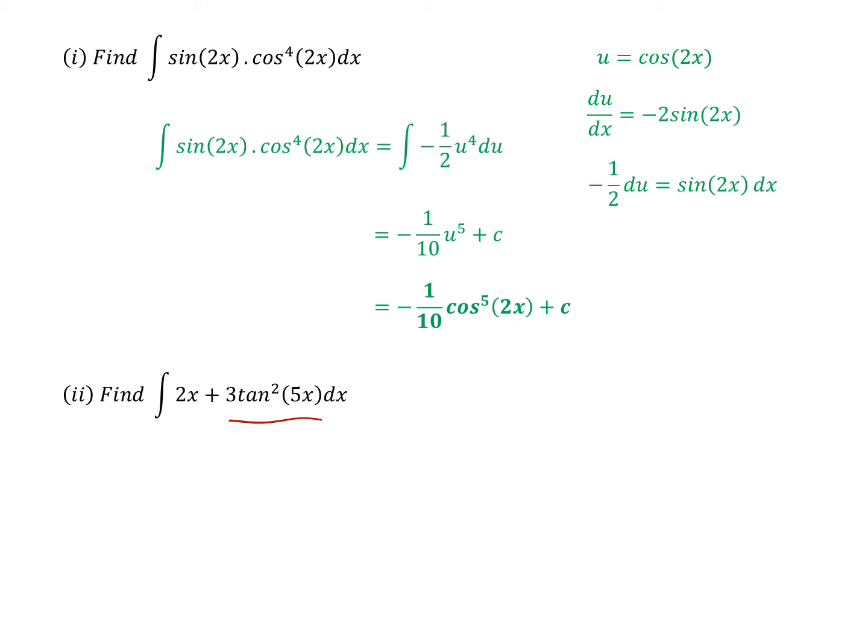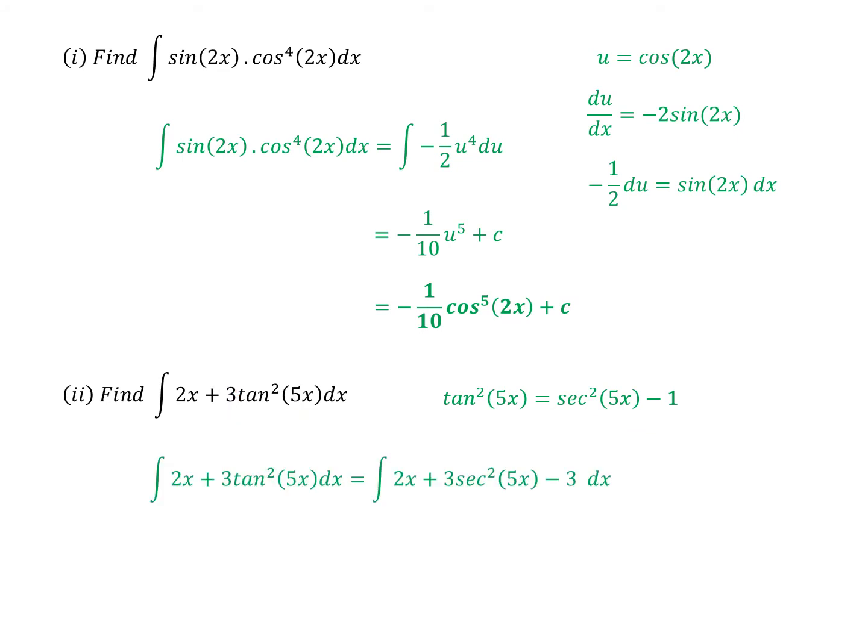Well, when I see something like this, I think of the trig identity which includes tan squared and sec squared. So sec squared is 1 plus tan squared. So that means that tan squared 5x is sec squared 5x minus 1. So I can replace this tan squared 5x with sec squared 5x minus 1. So I have to multiply it by 3.